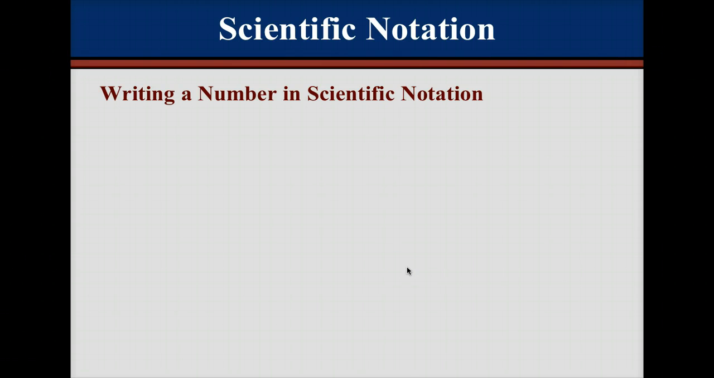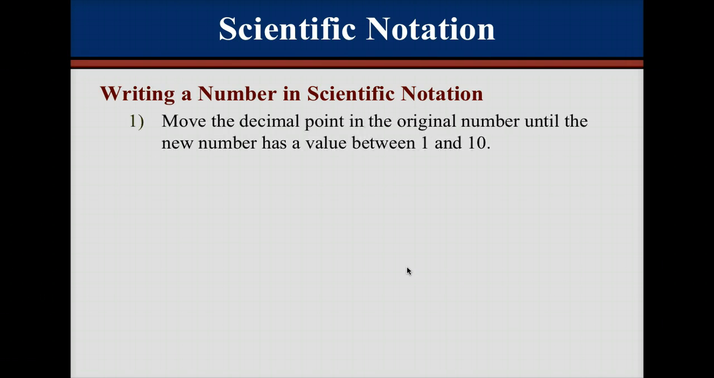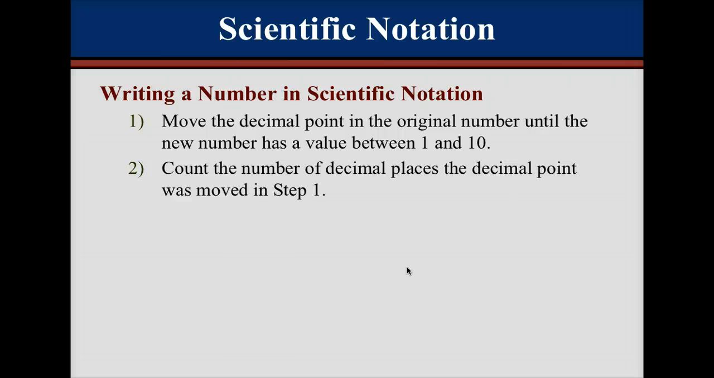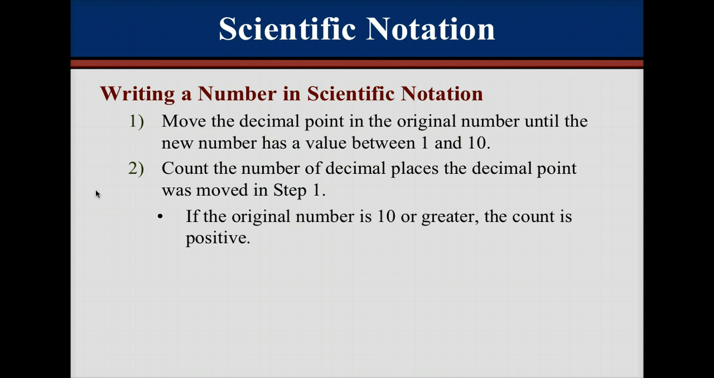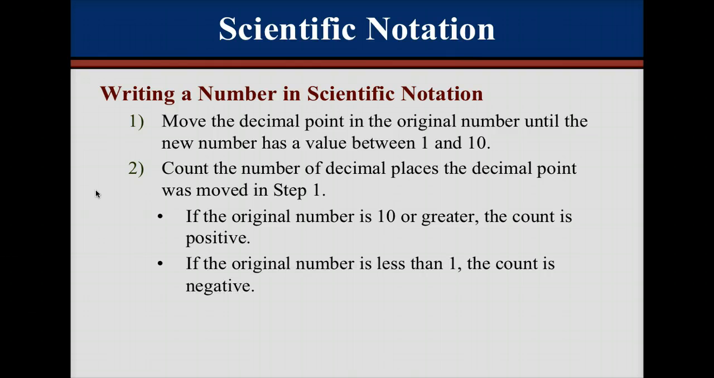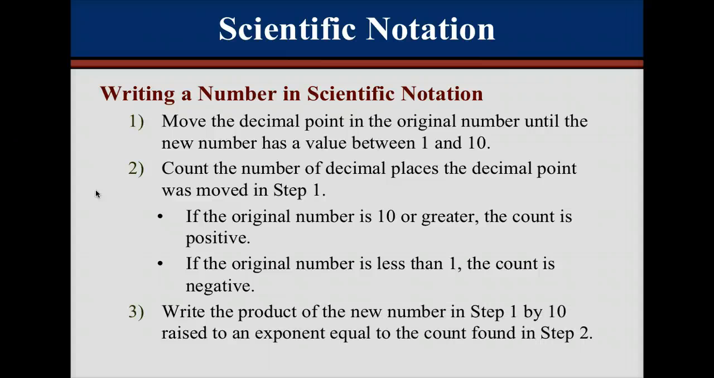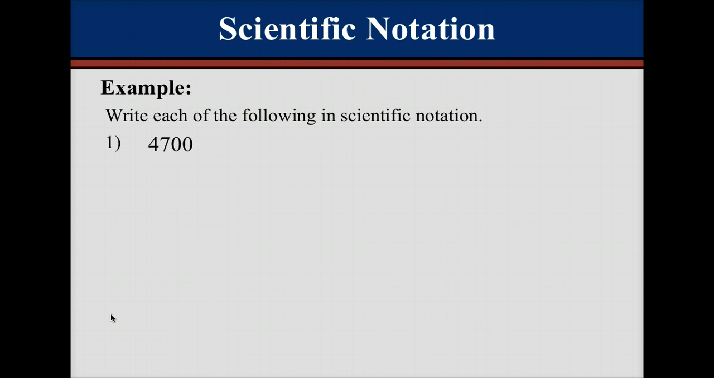Writing a number in scientific notation, you'll also find these steps listed on page 261 of your text. You're going to move the decimal point in the original number until the new number has a value between 1 and 10. You're going to count the number of decimal places the decimal point was moved in step 1. If the original number is 10 or greater, the count is positive. If the original number is less than 1, the count is going to be negative. Then we're going to write the product of the new number in step 1 by 10 raised to an exponent equal to the count in step 2. I know that sounds difficult. Let's put it in practice and straighten this up a little bit.